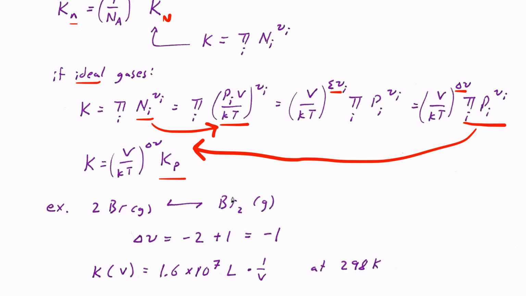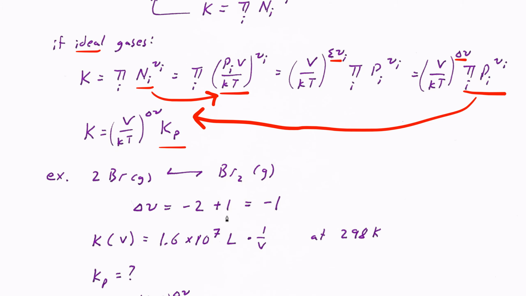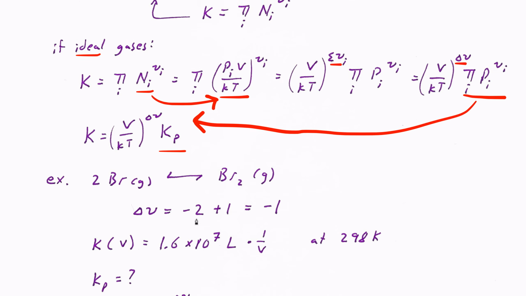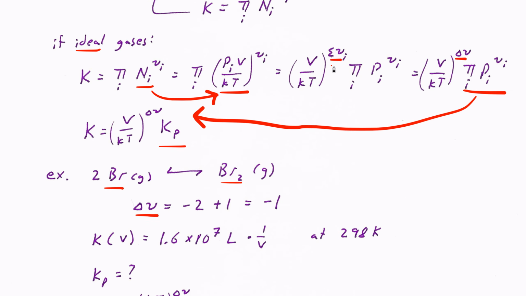Let's again repeat this Br2 example where I've got two bromine atoms forming a Br2 molecule. Just to make sure it's clear, the change in number of molecules, which is the sum of the stoichiometric coefficients, is a -2 when I consume two reactant bromine atoms and a +1 when I produce one Br2 molecule. The sum of those stoichiometric coefficients is -1, again meaning I lose one molecule every time the reaction goes. I turn two molecules into one.